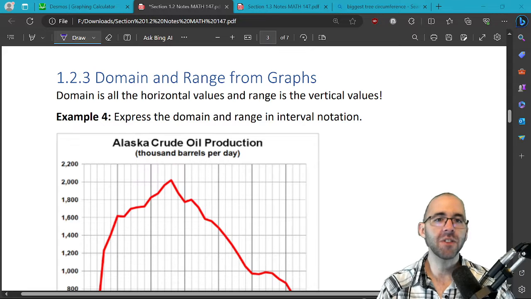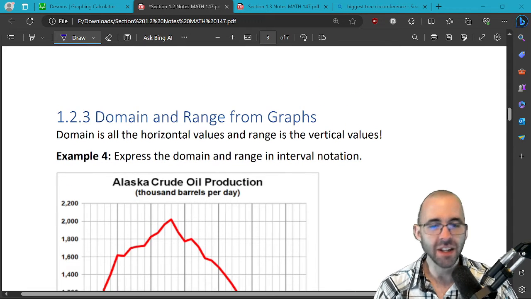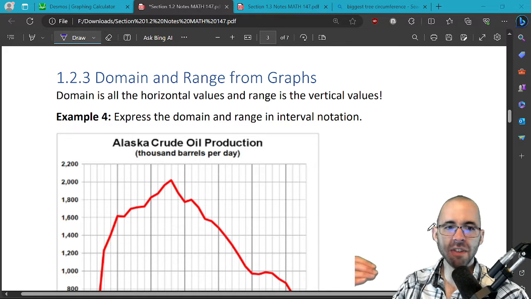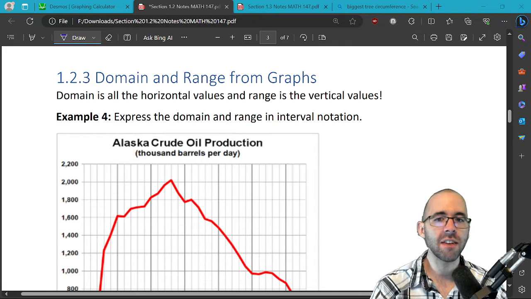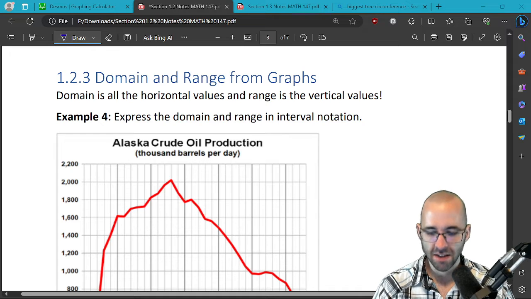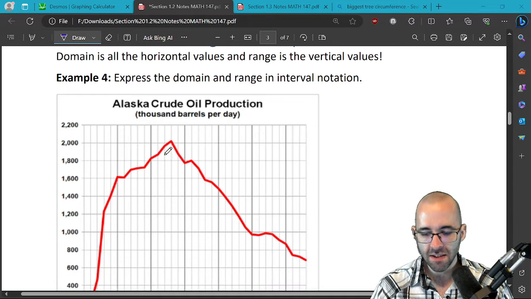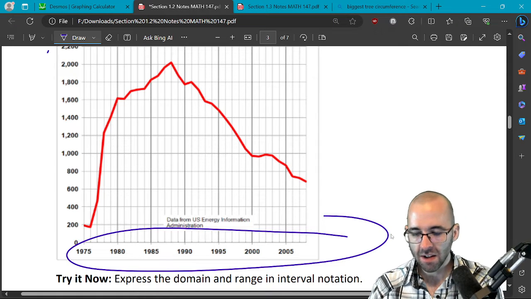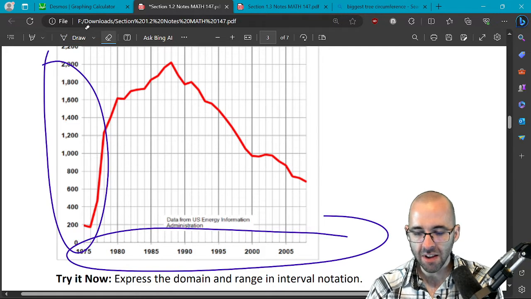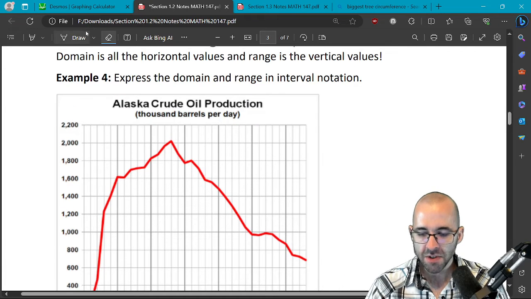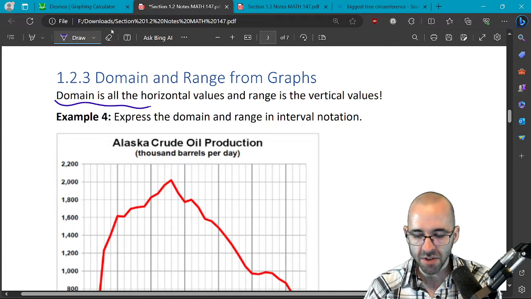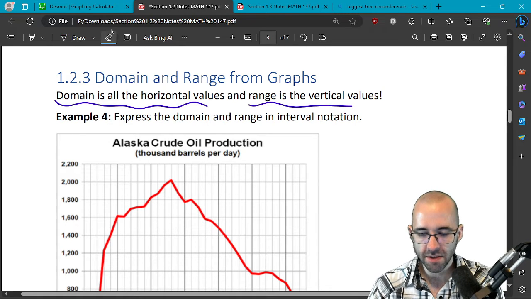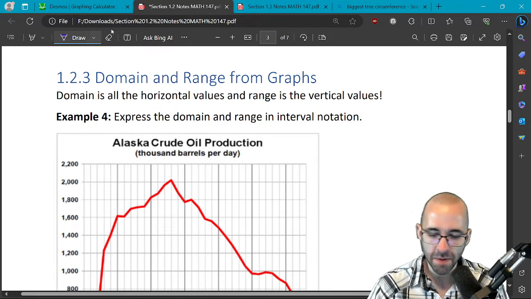So, how can we tell the domain and the range from graphs? We did interval notation. We talked about what domain and range are. Domain is the set of all input values that make sense. Range is the set of all output values that make sense. So in a graph, the horizontal axis is usually the inputs. The vertical axis is usually the outputs. So then the domain is just going to be all the horizontal values, and the range is going to be all the vertical values. Let's do that with an example.